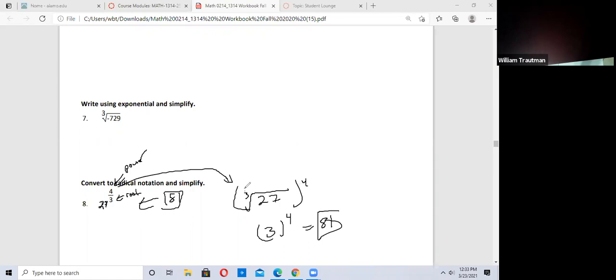You do the root first, the third root of 27, because 27 is 3 times 3 times 3. If you have 3 of them multiplied together, one pops out. And then you do the fourth power, 3 to the fourth power is 81. Good.